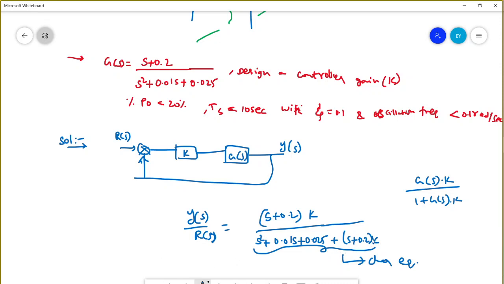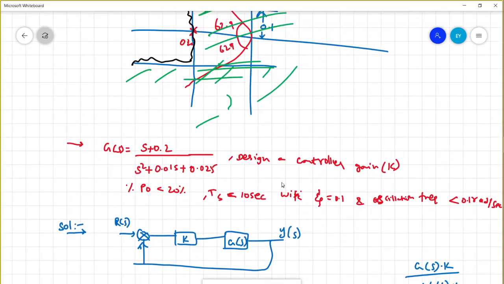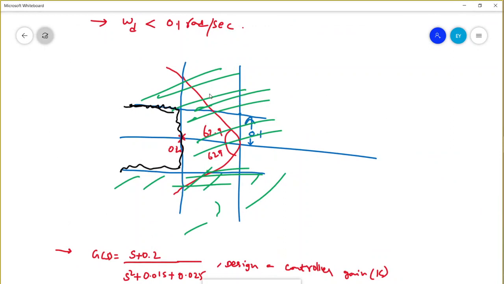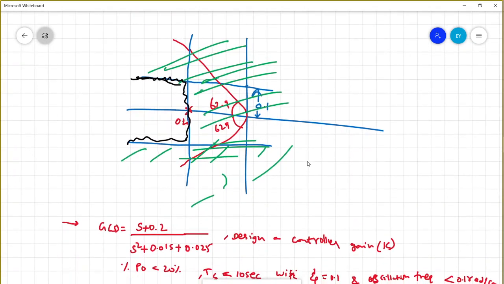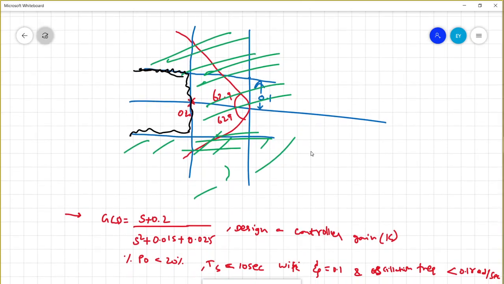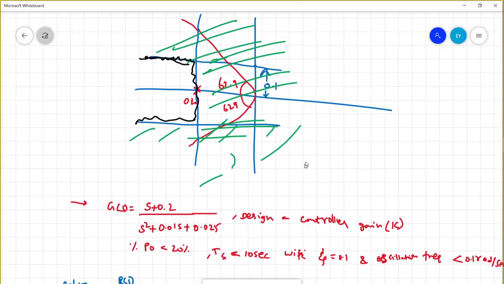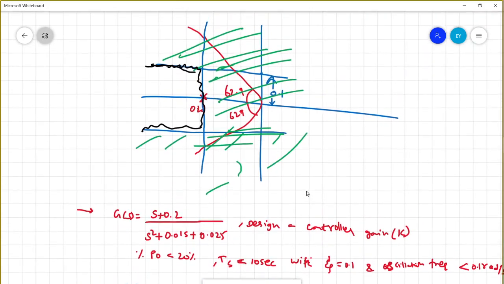Now we have to select the k in the denominator. The denominator gives the poles. We need to adjust the k value, and as we adjust it, the pole location will vary. If at all you have a pole somewhere here for open loop, I'll mention the poles also. It is better to show it in MATLAB.